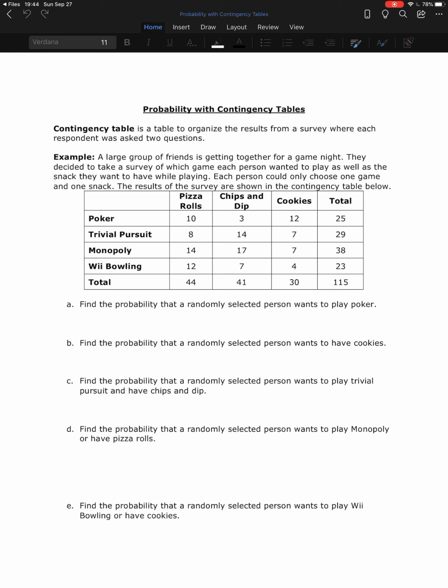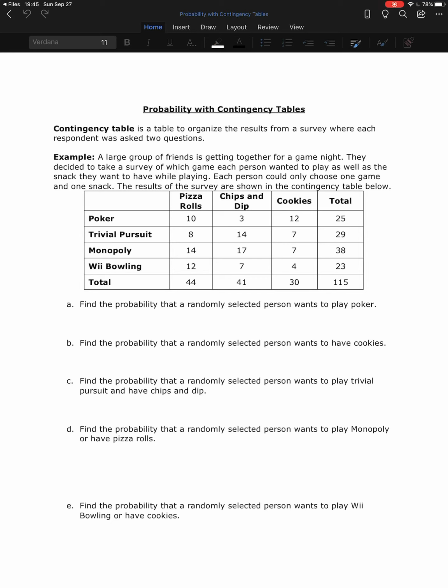Each person could only choose one game and one snack. So they weren't allowed to say, oh, I want pizza rolls and cookies. You gotta pick one. So the results of the survey are shown in the contingency table below. So we have the 3 snacks that they could choose from: pizza rolls, chips and dip, or cookies, and 4 possibilities for the game: poker, Trivial Pursuit, Monopoly, or Wii Bowling.